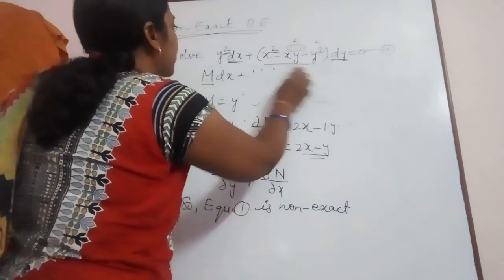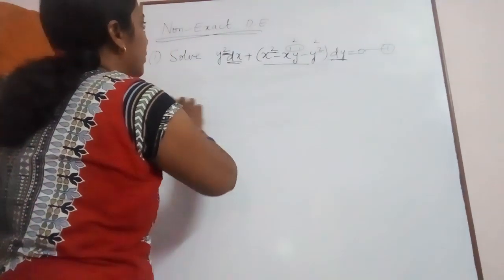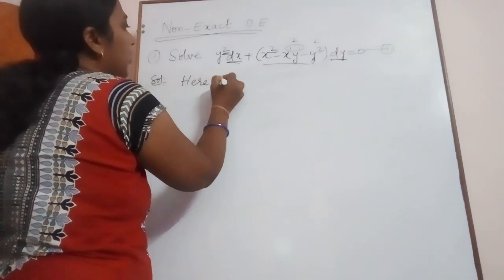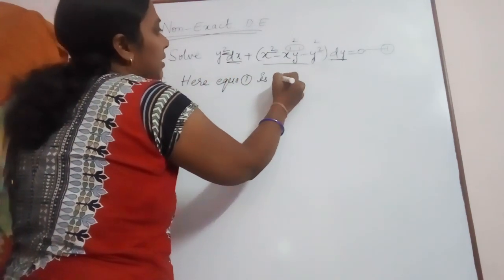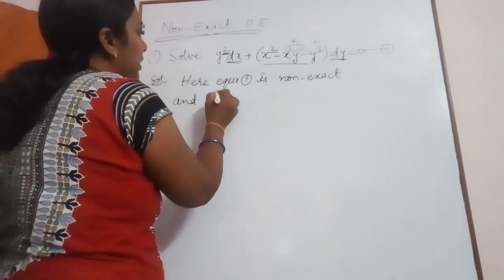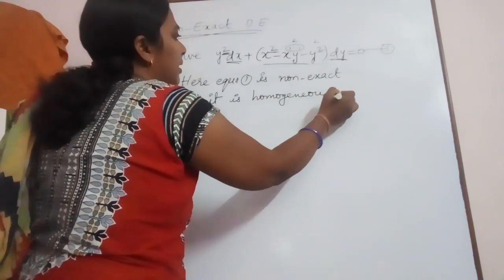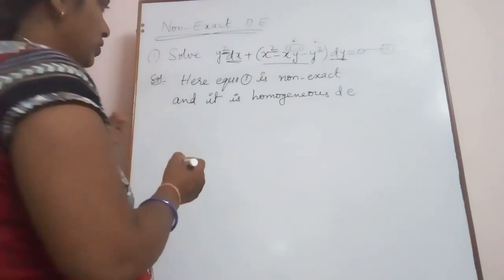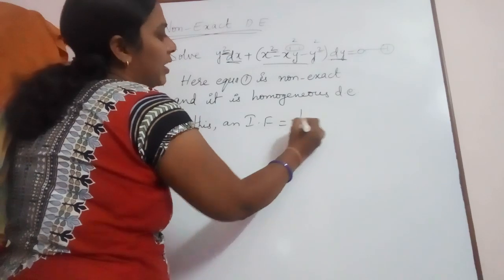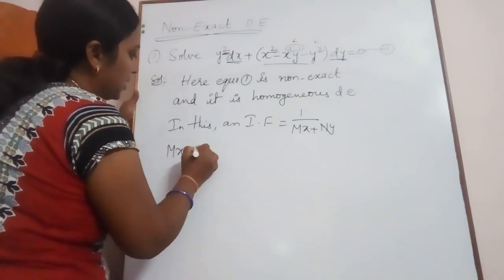Here, equation 1 is a non-exact differential equation, and it is a homogeneous differential equation. If it is homogeneous, then the integrating factor is equal to 1 by Mx plus Ny. Here find out Mx plus Ny.